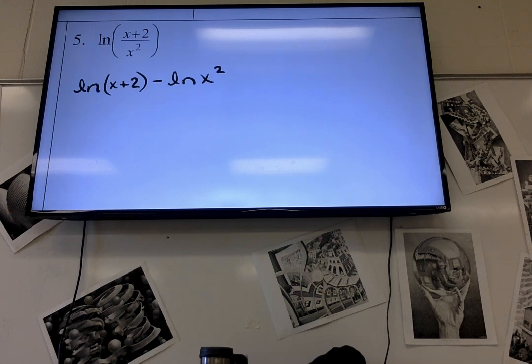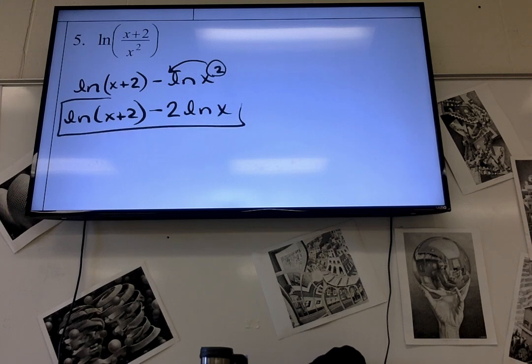And then what's the one other thing I can do? Yep, move that 2 out in front. It is an exponent, so change it into a power. So natural log of x plus 2 minus 2 times the natural log of x. Yay, we're done. Yeah, we got it.